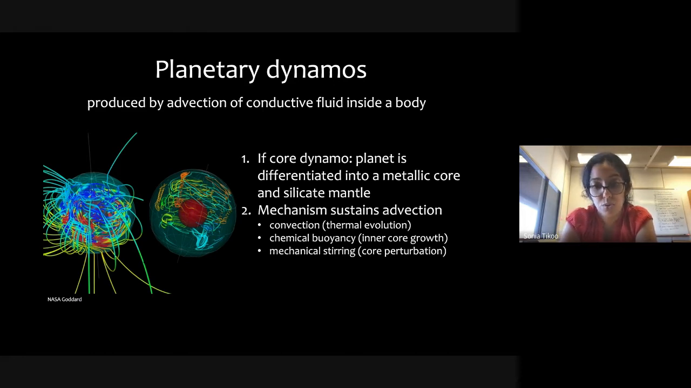After a core cools down enough that it can start to crystallize, you can have additional energy sources to help power the dynamo, such as latent heat release or chemical buoyancy that are associated with inner core growth. And finally, in the context of the lunar dynamo, we may also talk about some more exotic mechanisms that can sustain a magnetic field, such as mechanical stirring of the core by external perturbations.